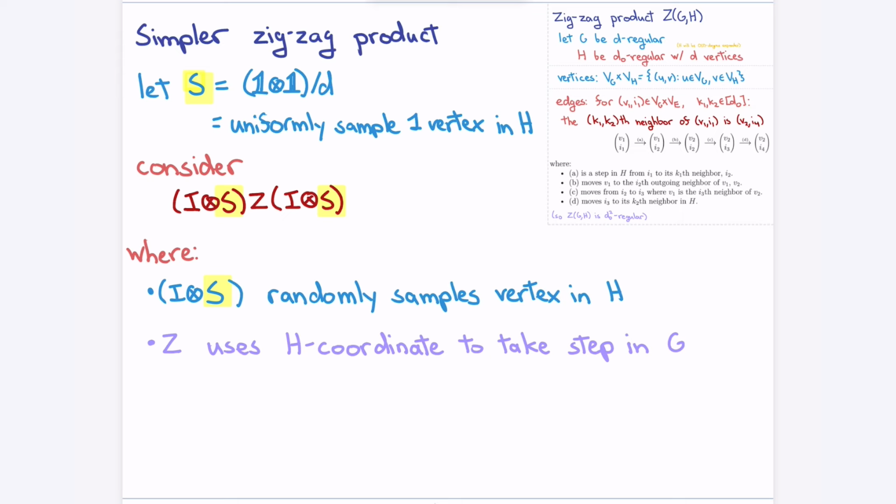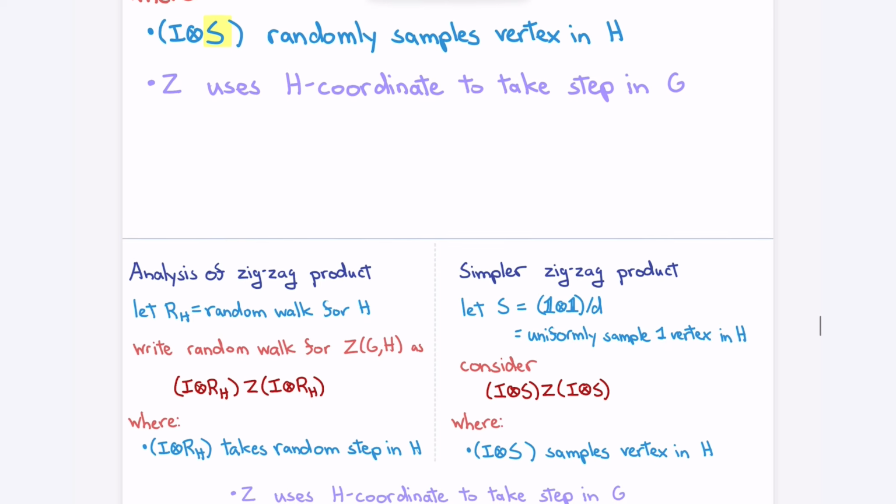So a completely random vertex in H. It's like a completely random step in G followed by another random sample in H. Okay, so in fact, this thing, which again I haven't really explained the notation yet, simplifies a bit.